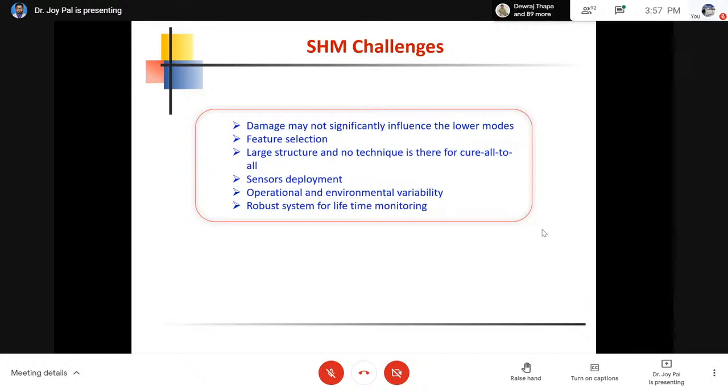And lastly, it requires a long period of monitoring, because if you want to see the performance of the structure throughout the design period, you require long-term monitoring. So you need a robust system so that you can monitor the structure for a long time, and you can get a strong database of the structure. So these are the present challenges where you can also work in future.